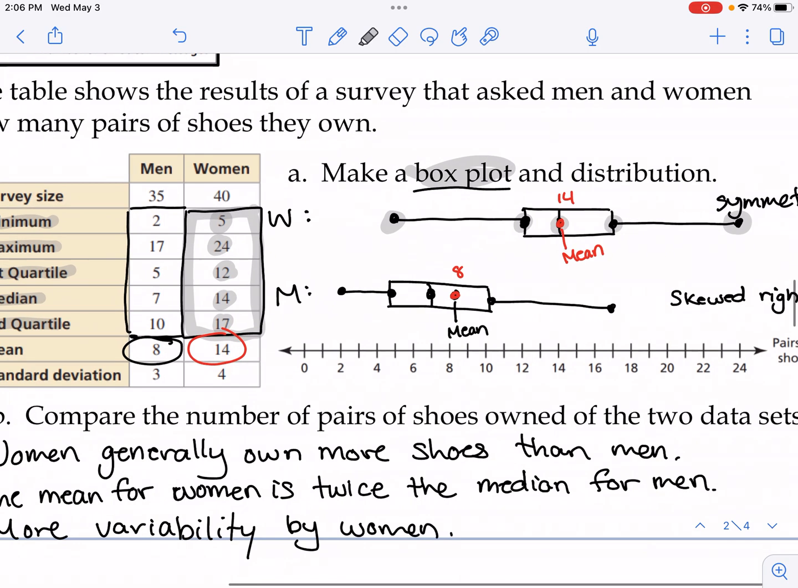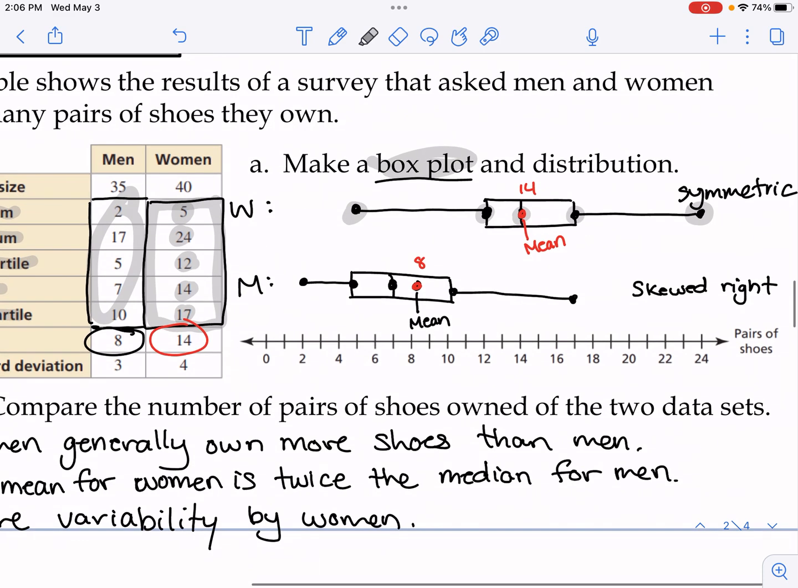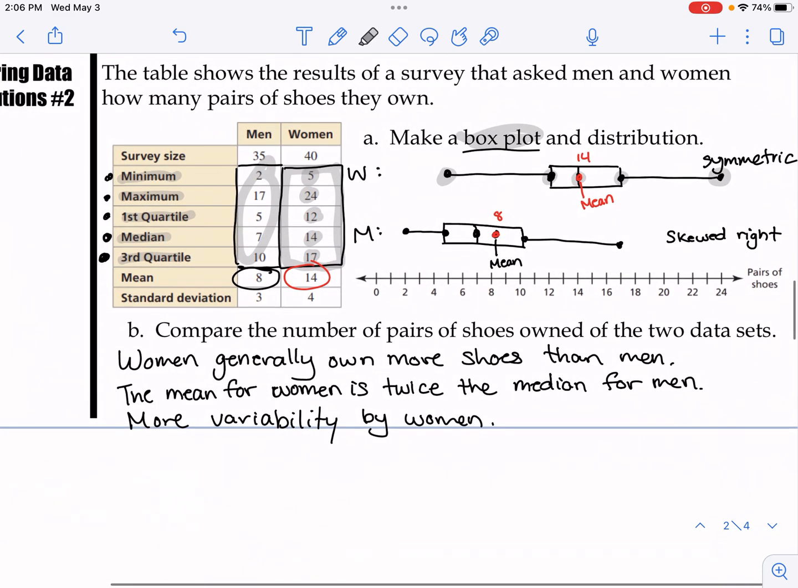We did the same thing for men right here. Okay. And then what we said is women generally own more shoes than men because it's further along on the number line to the right. The median for women, which is right here, is 14, twice the median for men. The median for men, since this is skewed right, is 7. So 14 is double 7. And we also said that there is more variability for women because this is wider in general compared to men. So that spread is more spread out. Okay.